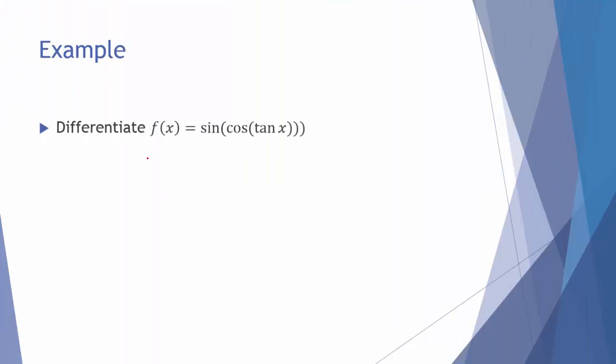We're going to differentiate f of x equals the sine of the cosine of the tangent of x. So the first thing to keep in mind about this function is that this is not multiplication of anything.